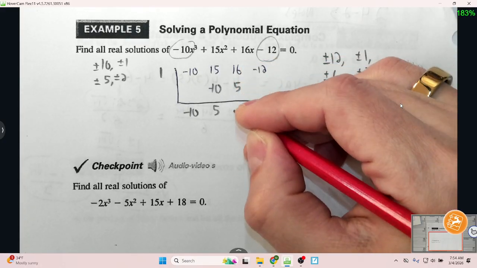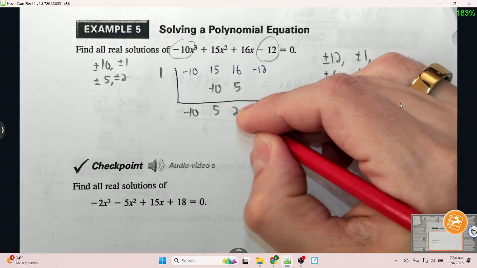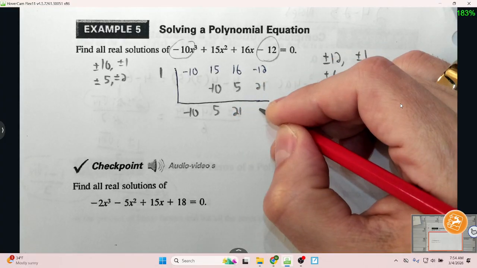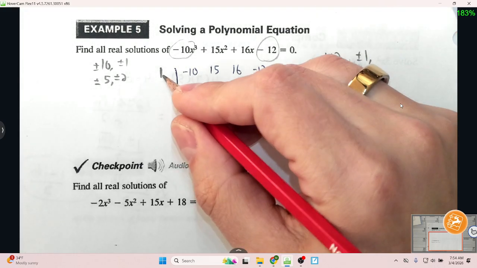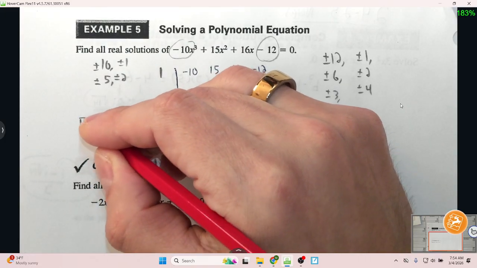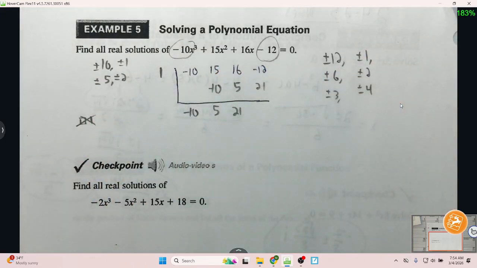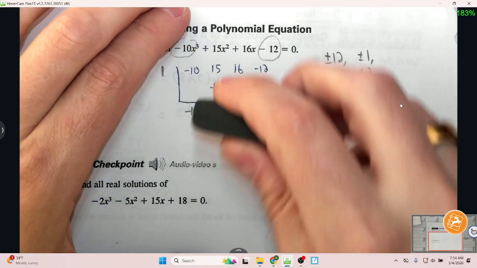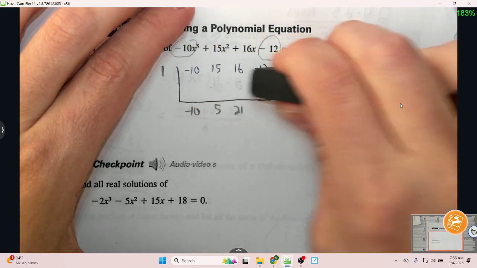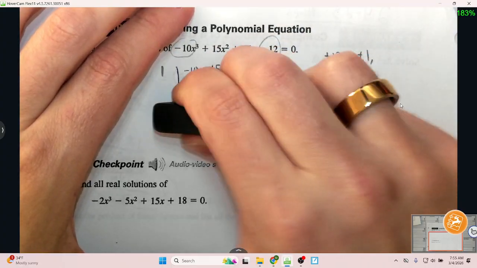Okay. So we'll start with 1, negative 10, negative 10, 5, 5. If I make a mistake, please let me know here. 21, 21, not a remainder of 0. So I would say that 1 is not there. So if you want, you could do this and just be like, nope, it's not 1. Okay, cool. So now we erase. I put this in pen so I can just erase the other part here.